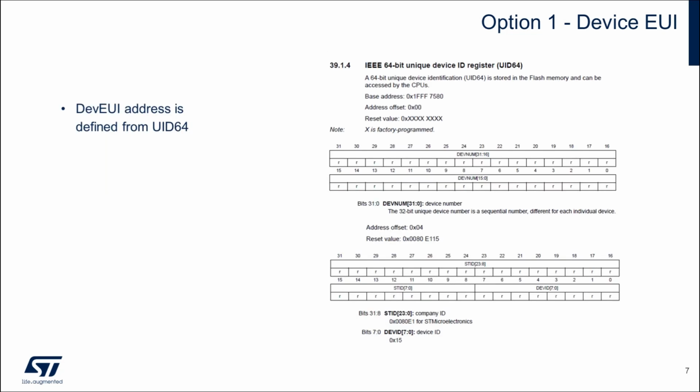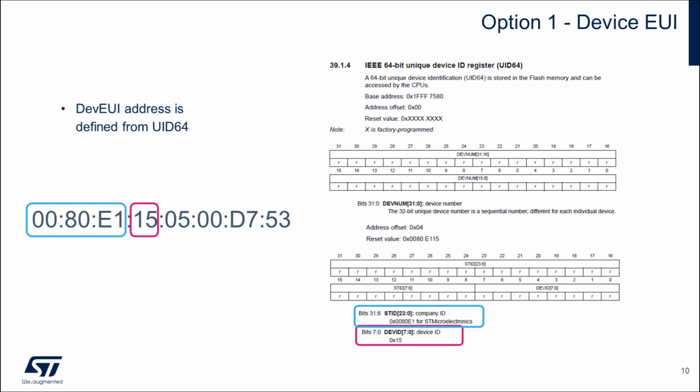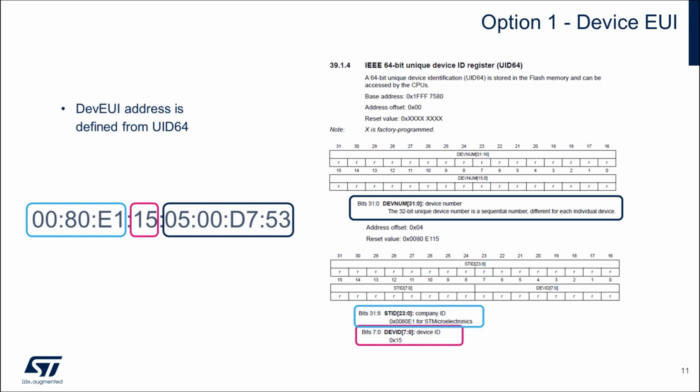This is the breakdown of how the device EUI is created. Taking my board's 8-byte address as an example, the first 3 bytes are the company ID for STMicroelectronics, the 4th byte is the device ID code for the STM32WL, and the last 4 bytes represent a 32-bit unique device number that is sequential and different for each individual device. This is what makes the address unique.